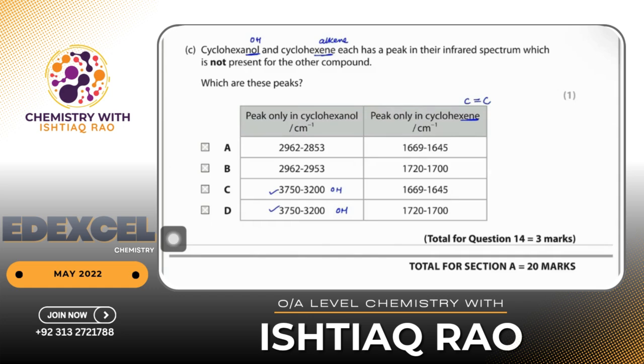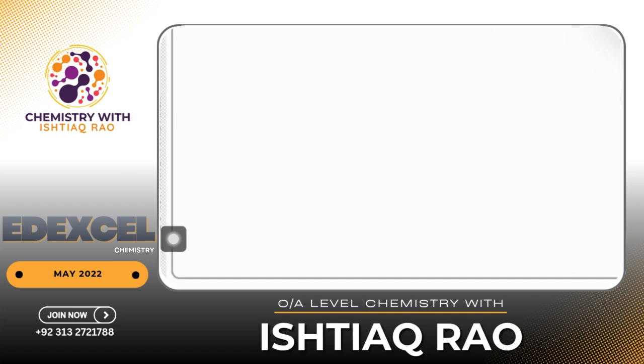Okay, the value for alkene is in between 1669 to 1680. So the answer is C. So you're not supposed to memorize this, by the way. You will see it in the booklet.